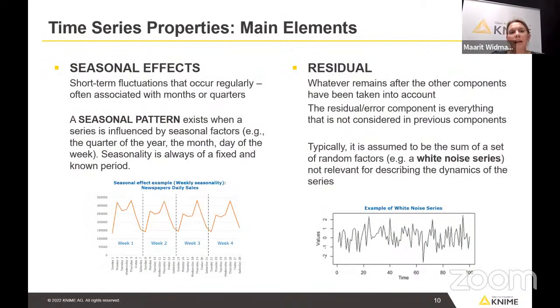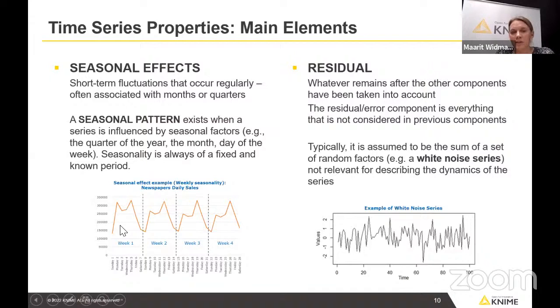Okay. The other 2 main elements are then the seasonality and residual. The seasonal pattern, or seasonality, means that there is in the time series a pattern that repeats over a shorter time period. So here, for example, there is a weekly seasonality because the same pattern repeats every week.